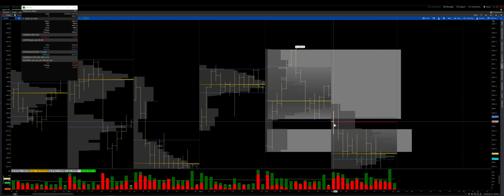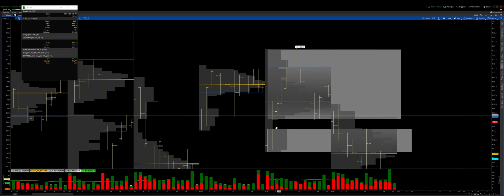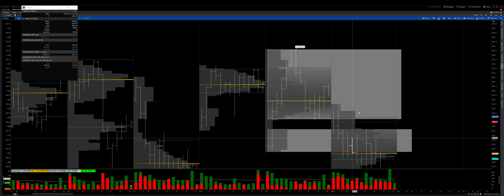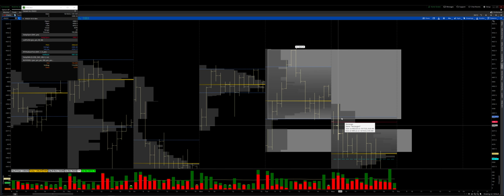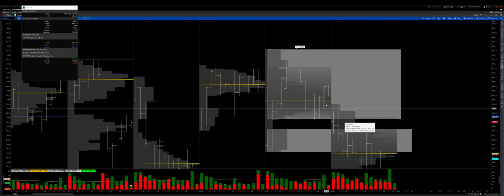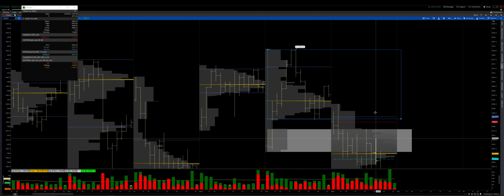Now, you can see we opened up inside of that single print area. We pushed up into the upper distribution in A period. After filling the single prints, we pushed up in B period. Could not find acceptance. Two times we could not find acceptance in this range.